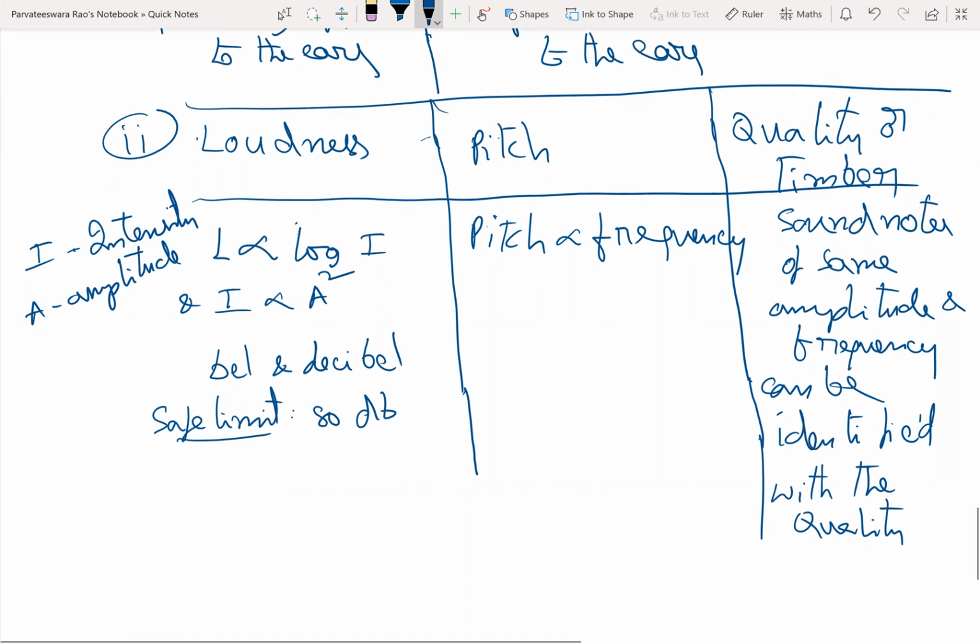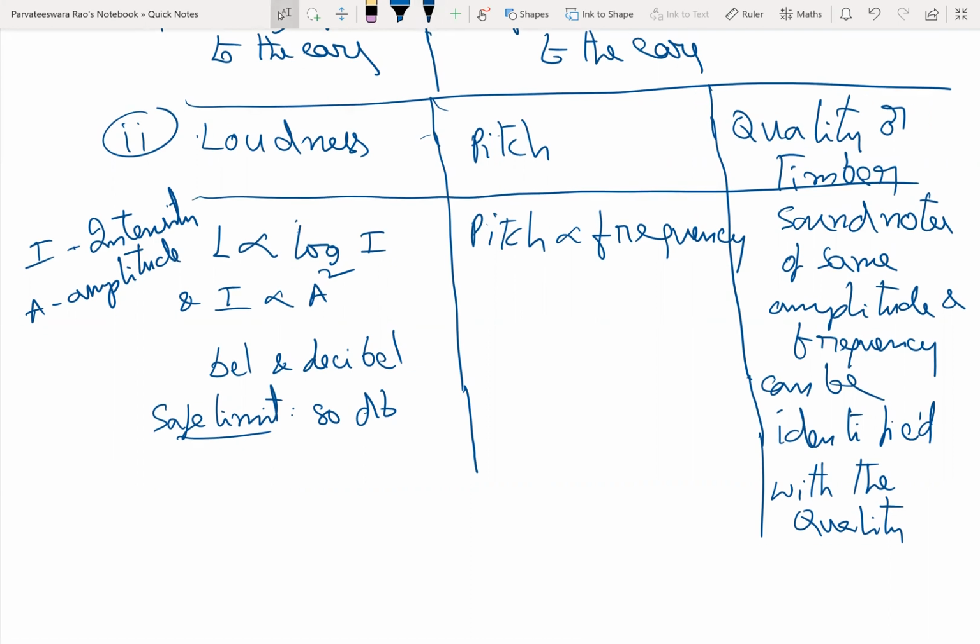What I advise you, list out all the formulae starting from the progressive wave equation. V is equal to nu lambda, phase difference is equal to 2 pi by lambda into path difference. All the formulae you list out and learn them so that you can follow the problems fast. Okay?